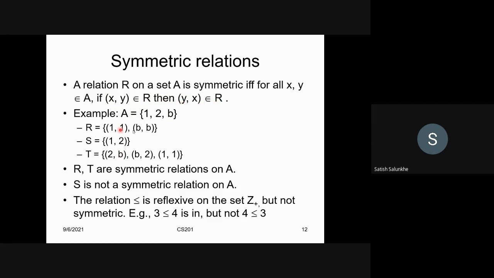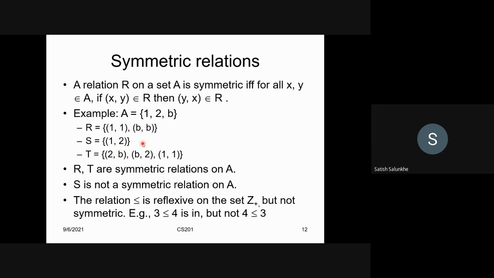So if you check this relation R, (1, 1) belongs to R. If we take (x, y) belonging to R, then we need to check whether (y, x) belongs to R. So (1, 1) belongs to R. If you interchange the positions, we can see (1, 1) also belongs to R. (b, b) belongs to R, and (b, b) belongs to R. So this is a symmetric relation. Even this is a symmetric relation.